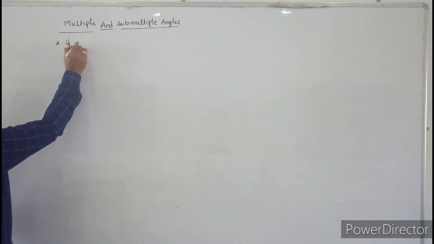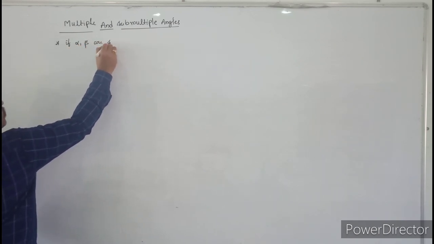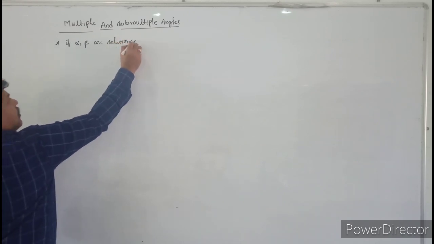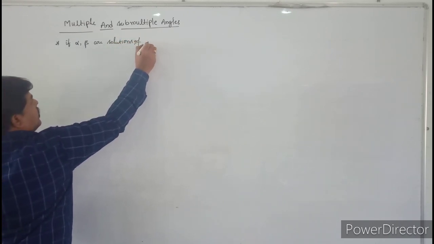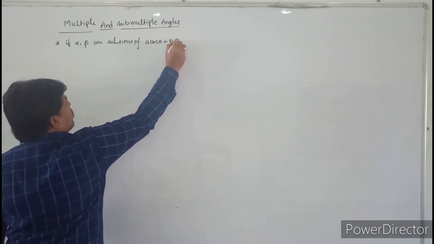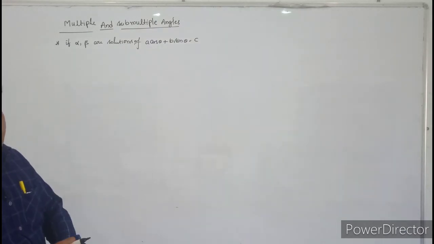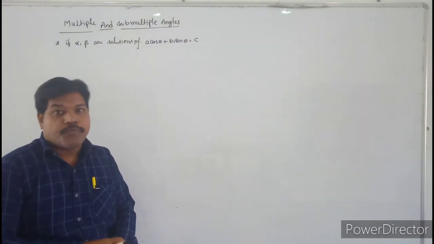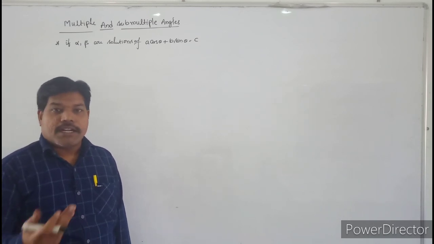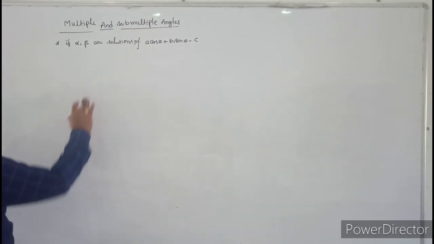If alpha, beta are solutions of a cos theta plus b sin theta is equal to c, then we will calculate sin alpha by 2 plus sin beta by 2, and sin alpha by 2 into cos beta by 2 also. So see this one, how to calculate that.